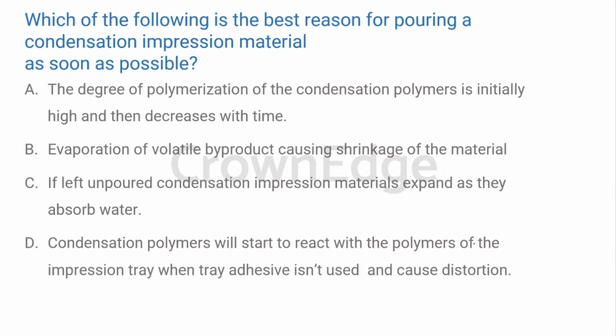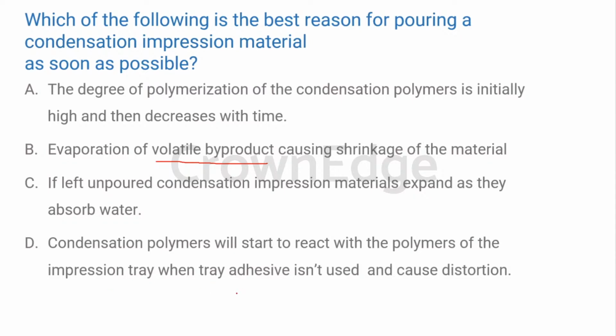So they can cause the removal of water from the impression material and can result in shrinkage or expansion of a material. Now, the biggest problem with the condensation impression material is that it has a volatile byproduct, right? When you read about the composition, which is why I said the composition is so much more important, you have to know the composition. So I see an answer that says D, that it starts to react with the polymers of the impression tray when tray adhesive.